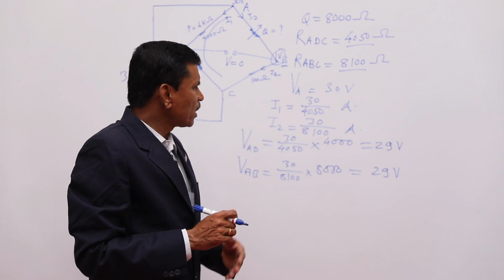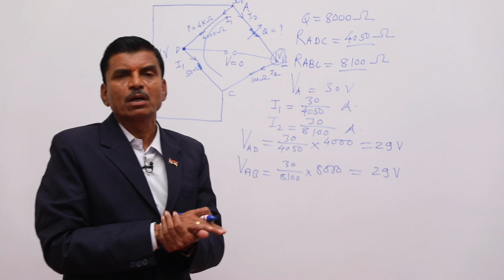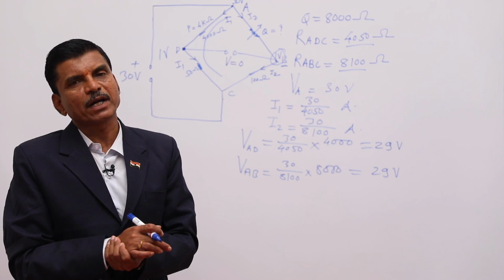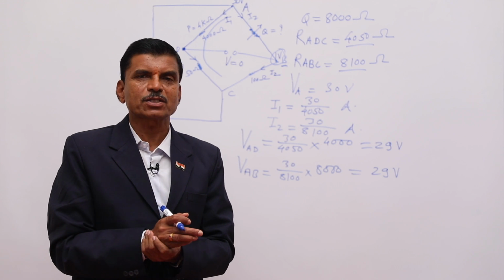So in this way, by using Ohm's law and Kirchhoff's law, we will solve the electrical networks and we can find the current in different paths.